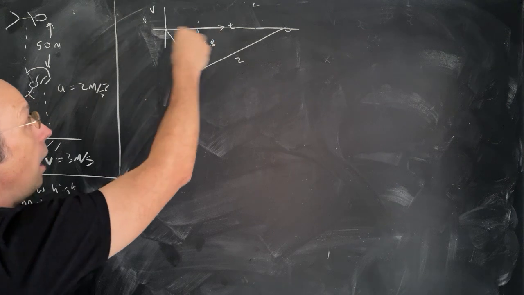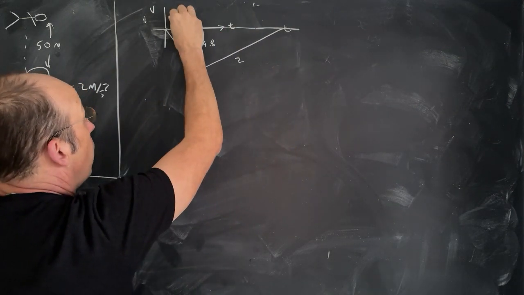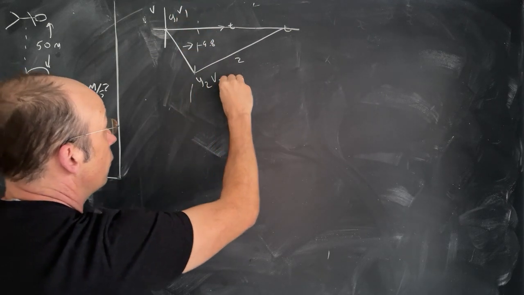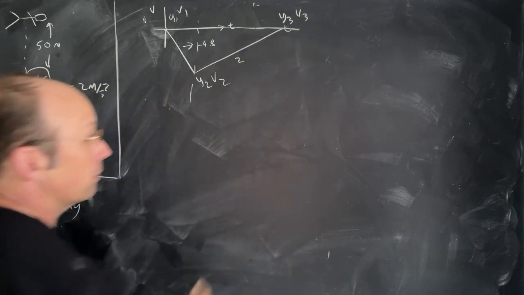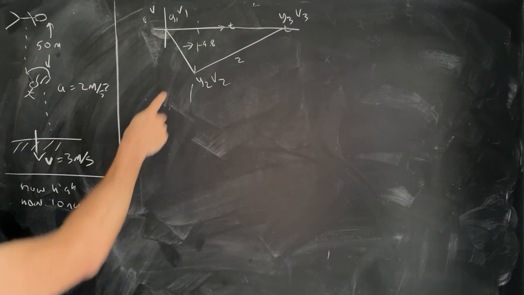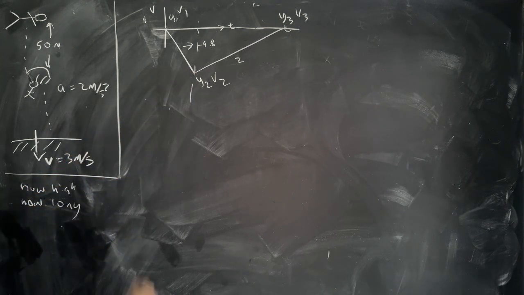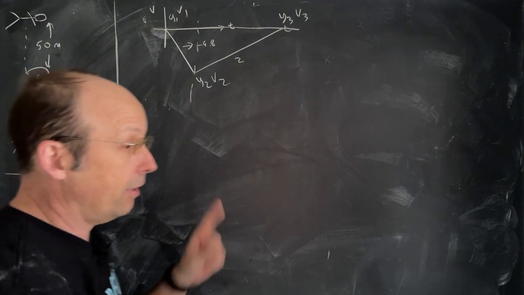So I'm going to call this y1, v1, y2, v2, y3, v3. Okay, because I actually don't know this final velocity right there. If I did, I could calculate this time, I could calculate that time, and it'd be pretty easy. So that's the first thing I want to do.